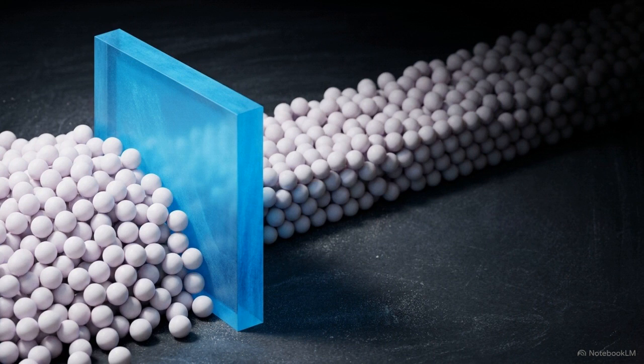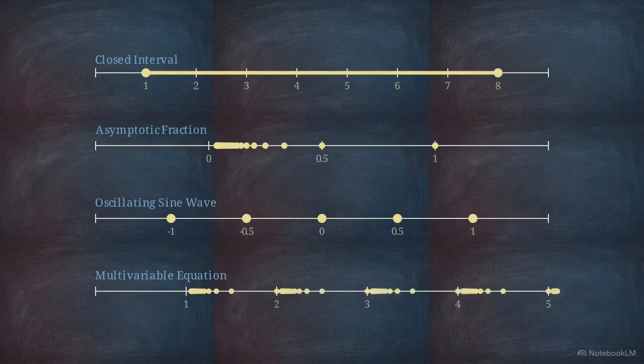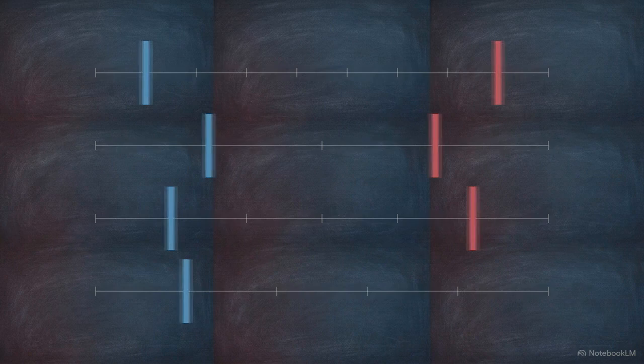A rigid max-min mentality cannot survive multivariable analysis. This matrix shows the complete taxonomy of our sets: a standard closed interval, the asymptotic fraction, the oscillating sine wave, and the multivariable equation. In real analysis, you cannot rely on the assumption that a set contains its own maximum or minimum. Boundaries are exclusively determined by the external existence of tight upper and lower bounds.